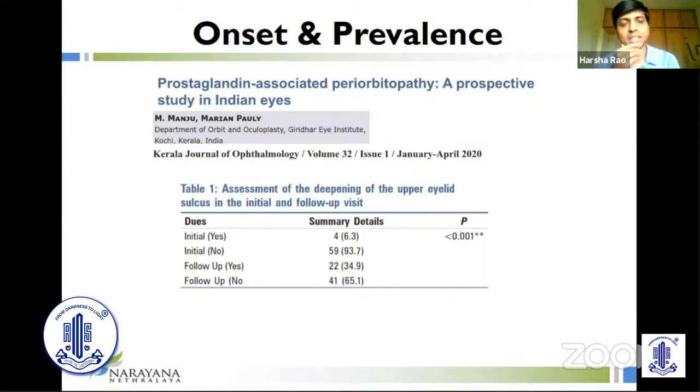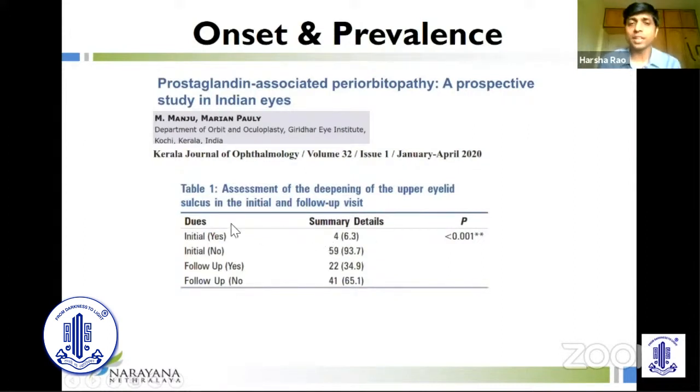this is the only Indian study which I could come across, a longitudinal, prospective Indian study which looked at the incidence of PAP in Indian patients. This study followed the patients for 6 months and evaluated the occurrence of PAP. And what they found was that it was a small study with 32 patients, 63 eyes.